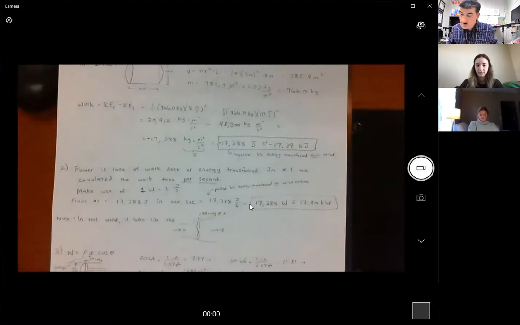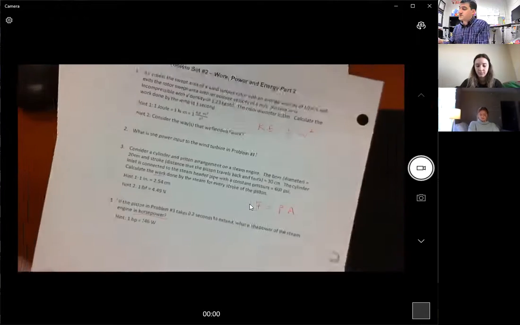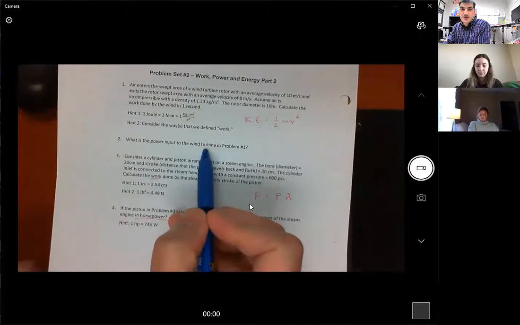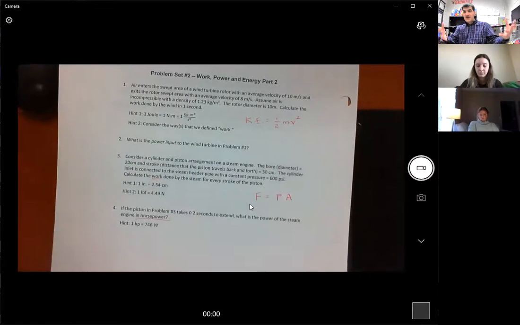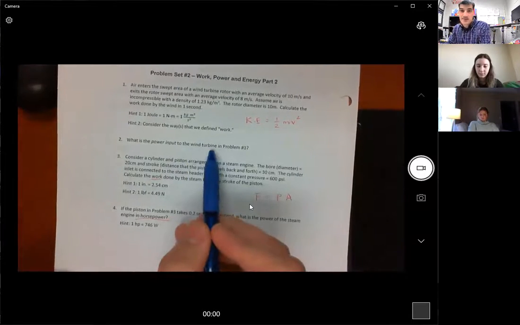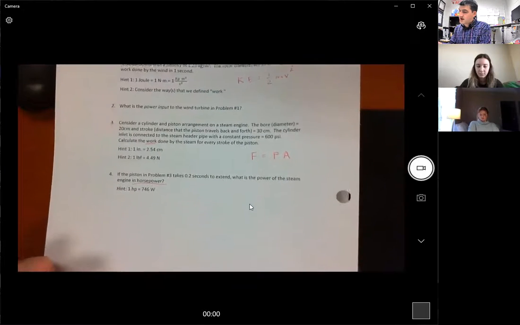Notice here our number is positive. It's a positive number because it says, what is the power input to the wind turbine? So now our perspective is different. Now our perspective is the power coming into the wind turbine. So the wind turbine is our system, and that's going to be a positive number because it's an input. Okay, any questions about that?